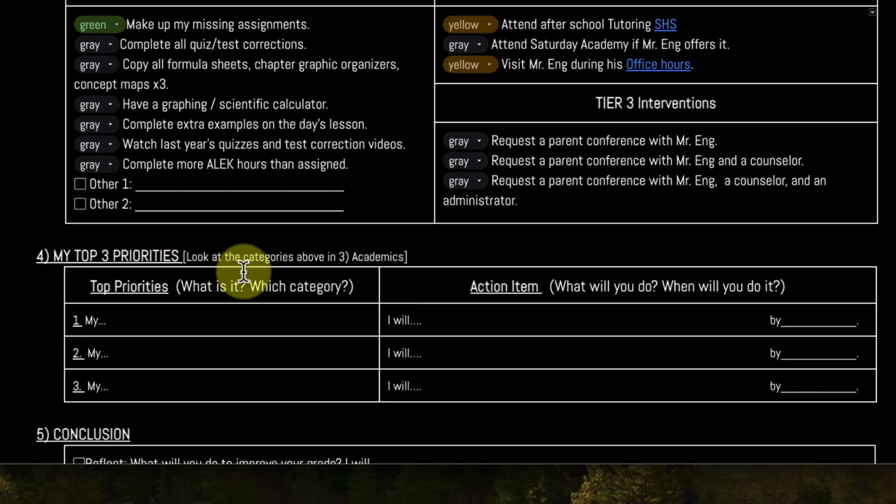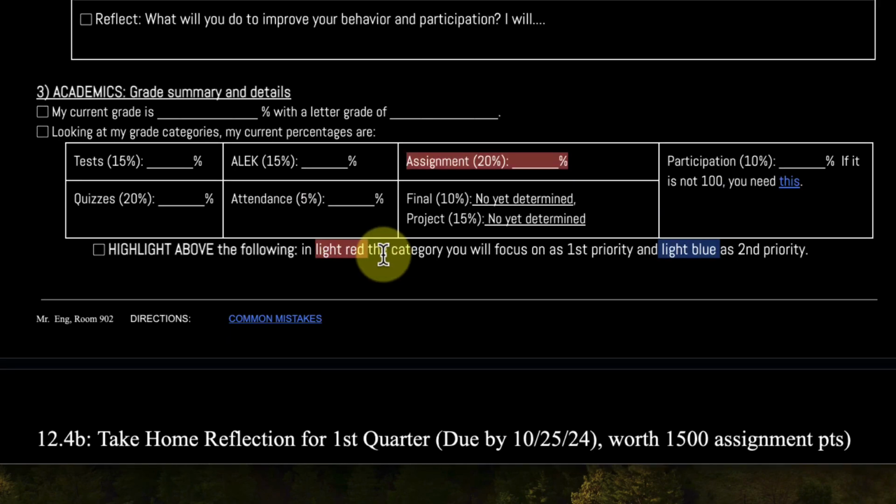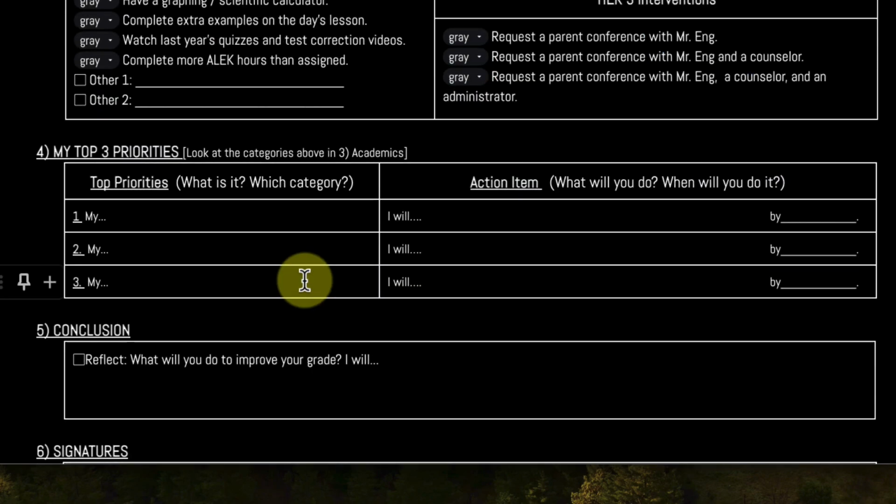Number 4, my top 3 priorities. So you're going to go back to academics up here. And there's a couple of categories you might need to focus on. Maybe your quizzes, and then write that.